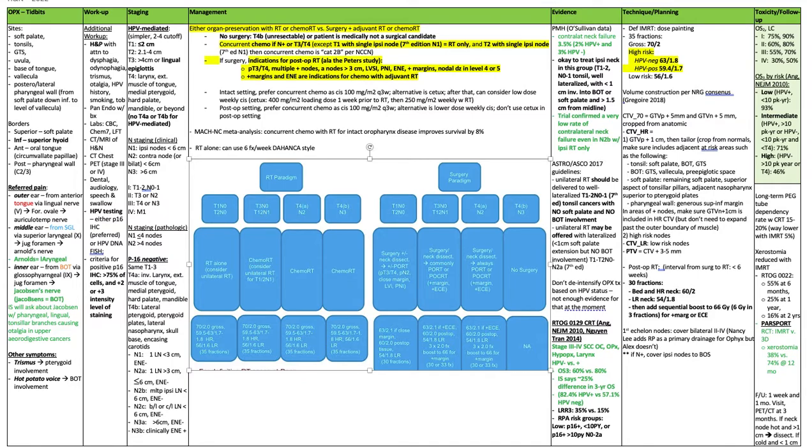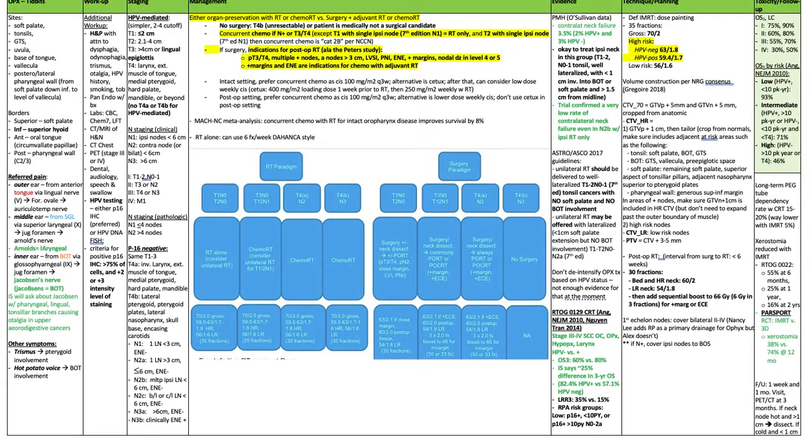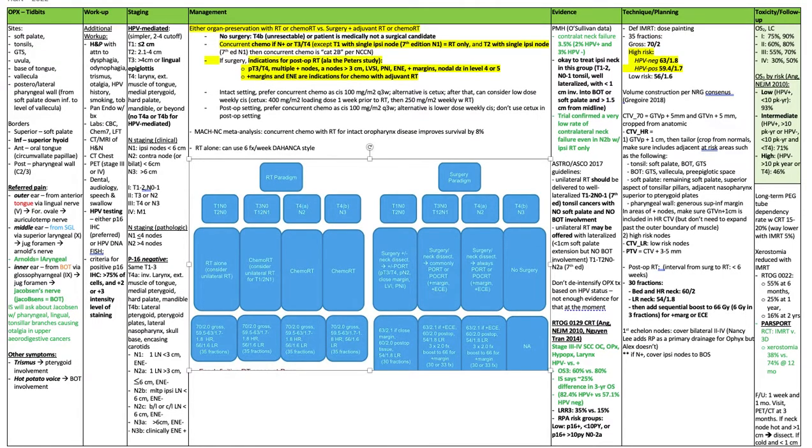Other symptoms: trismus, pterygoid involvement. Hot potato voice is base of tongue involvement. Workup for oropharynx cancer. Additional workup: H&P with attention to dysphagia, odynophagia, trismus, otalgia, HPV history, smoking and tobacco use.